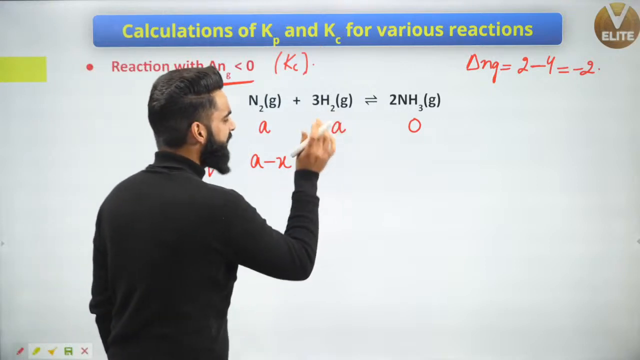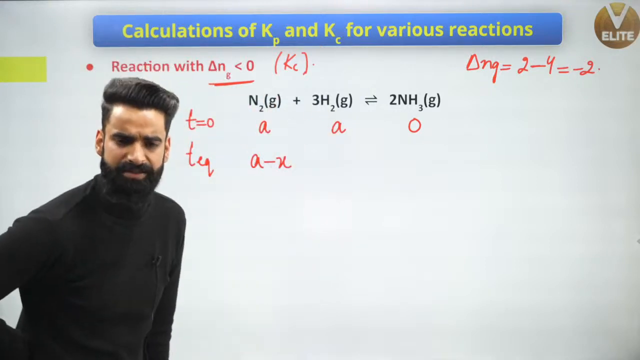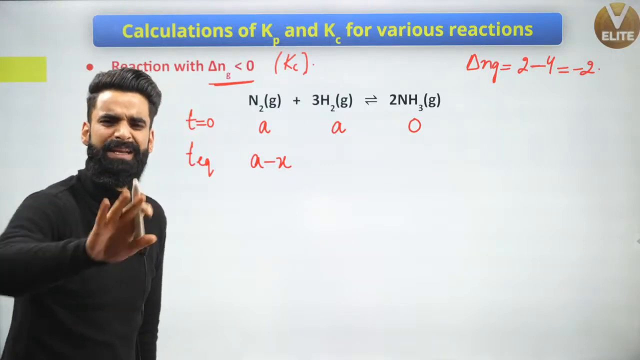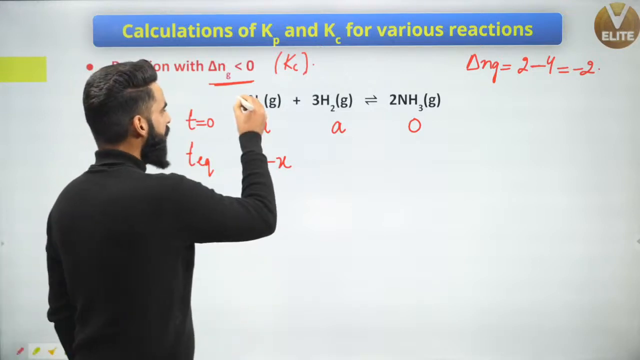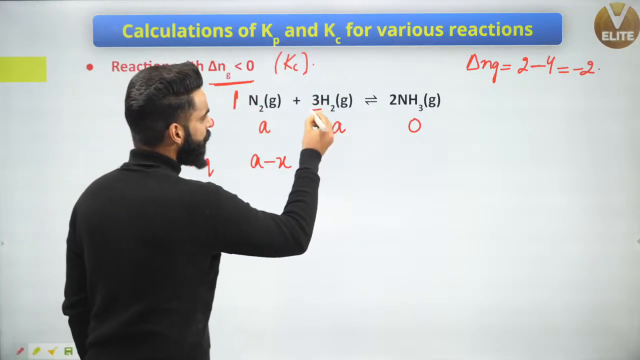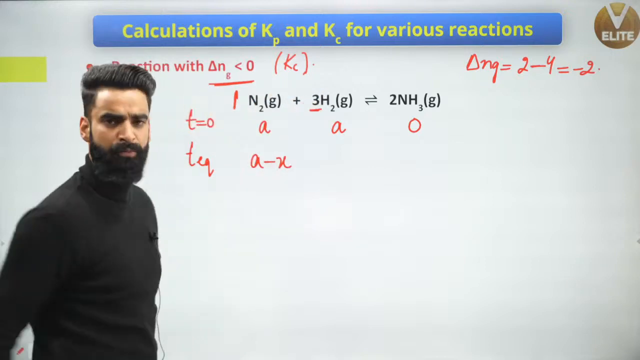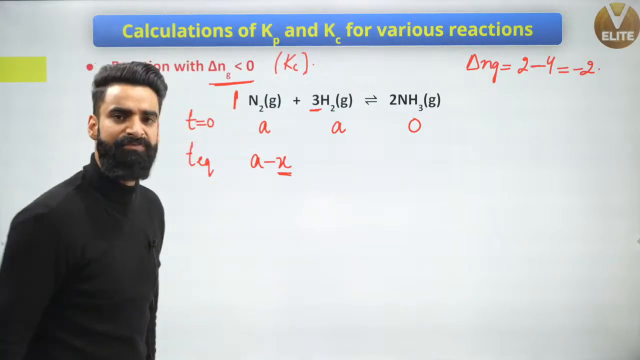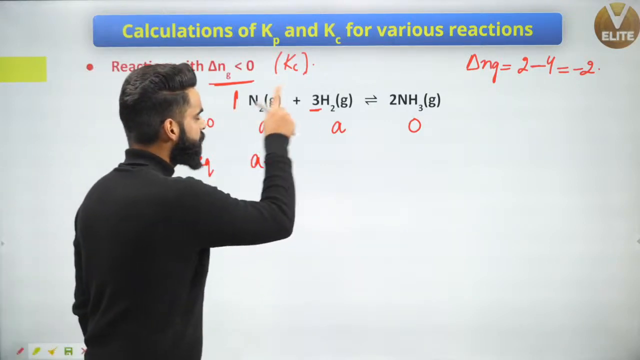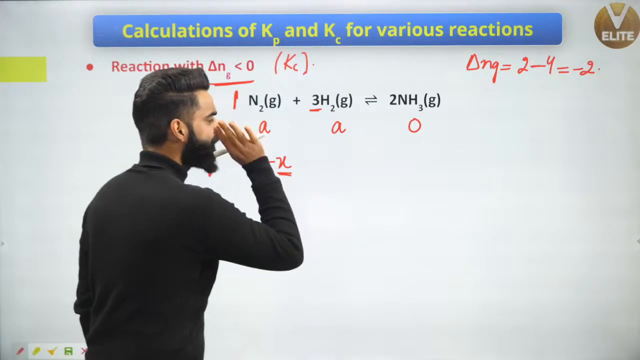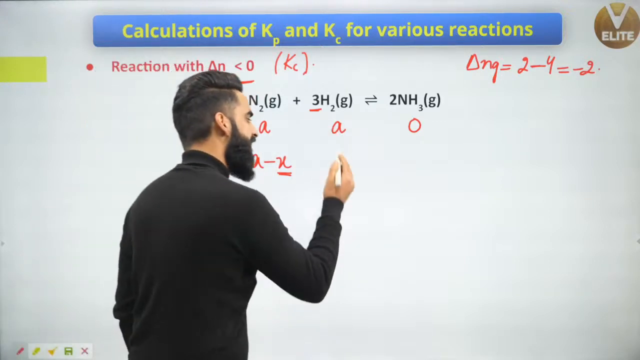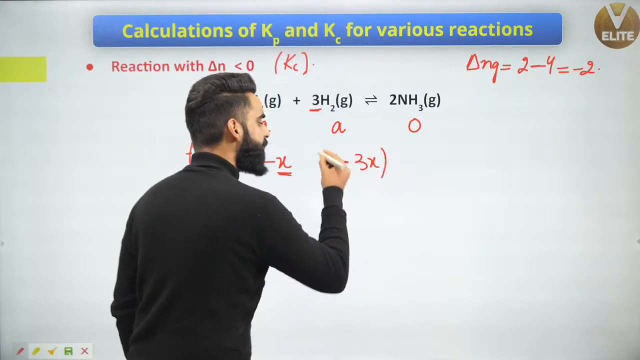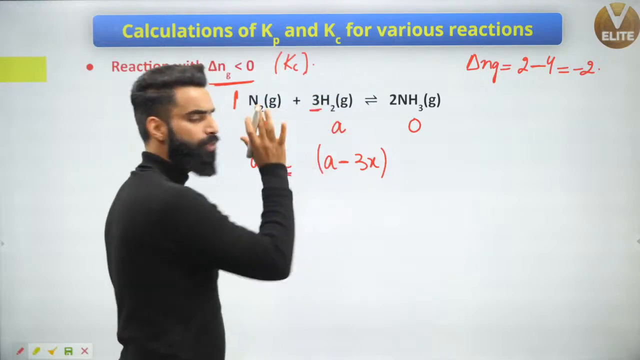Now, how many moles of H2 will be left at equilibrium? What do you guys think? Very simple. See, use the stoichiometry. 1 mole of N2 reacts with 3 moles of H2. So X moles of N2 should react with 3X moles of H2. How many moles I had? A. Out of A, how many are reacting? 3X are reacting. So I'll be left with A minus 3X moles of H2 at equilibrium.